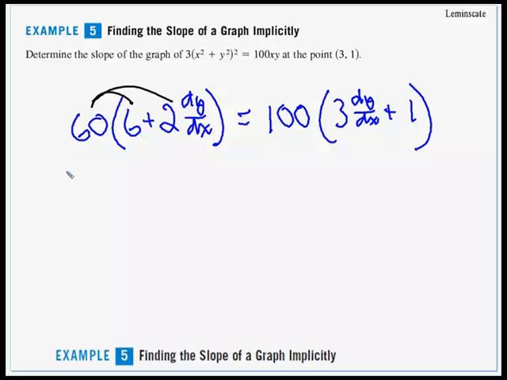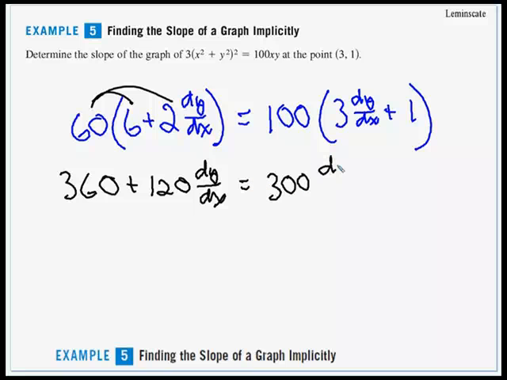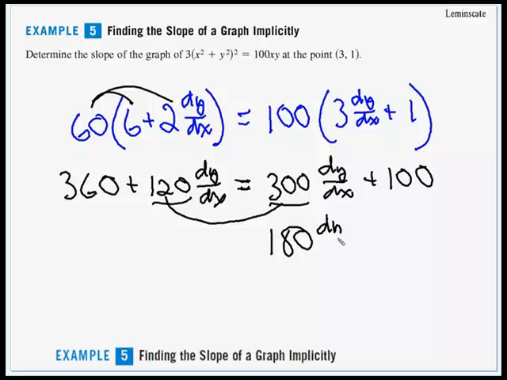So we distribute: 360 plus 120 dy/dx equals 300 dy/dx plus 100. So let's see, the dy/dx's, I got a 300 over here and a 120, so I'm going to subtract the 120 from both sides, and that'll make this a 180 dy/dx is equal to, we'll subtract 100 here, subtract 100 here, 260. And then we divide both sides by 180.